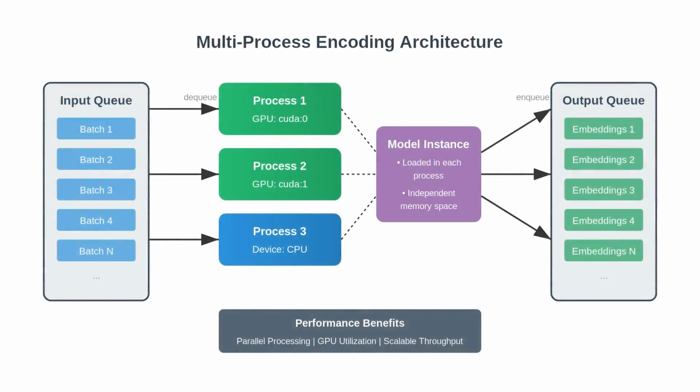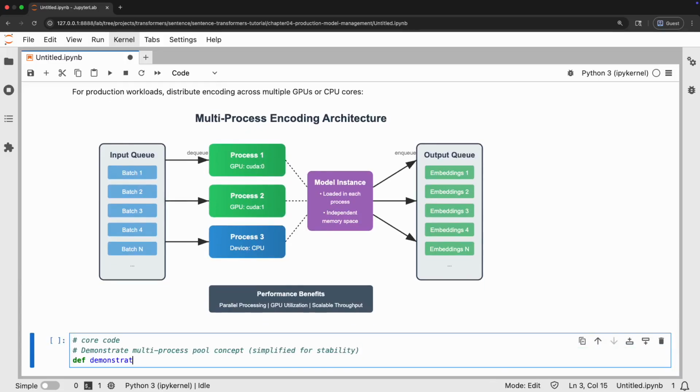For production workloads, multi-process encoding is crucial for achieving high throughput. This diagram illustrates how multi-process architecture distributes encoding tasks across multiple GPUs or CPU cores. The system uses input and output queues to manage work distribution, with each worker process loading its own copy of the model for parallel processing. Let me demonstrate multi-process encoding concepts.